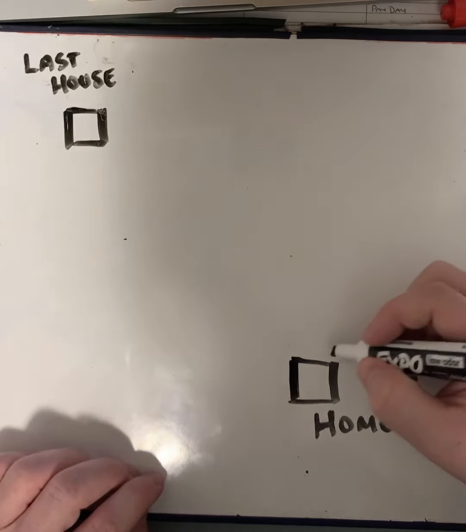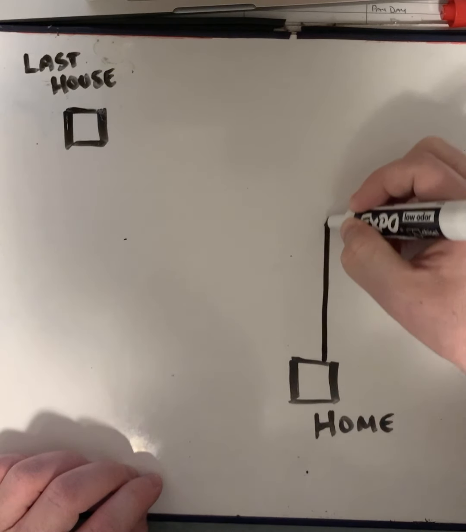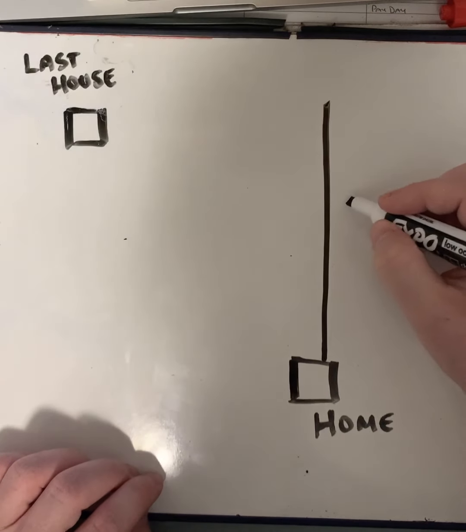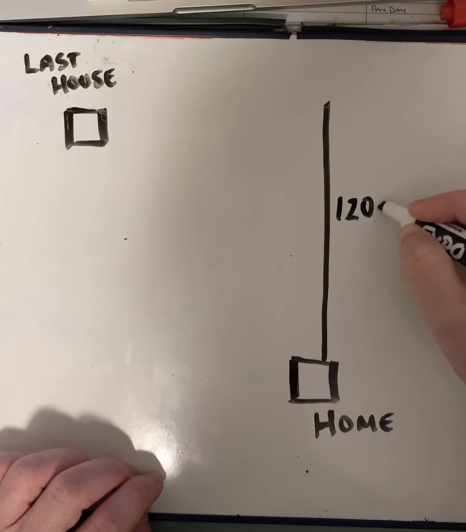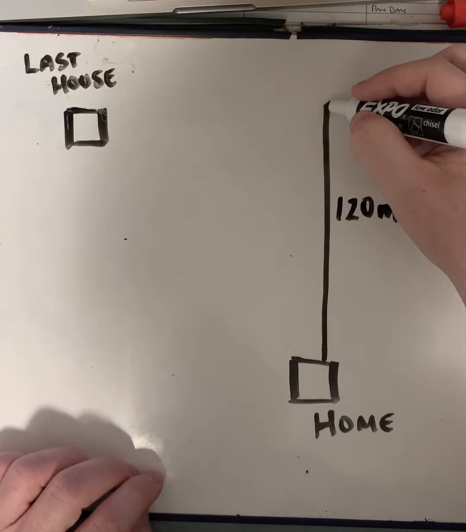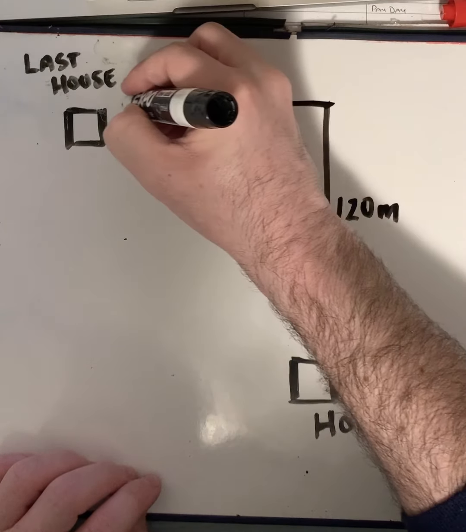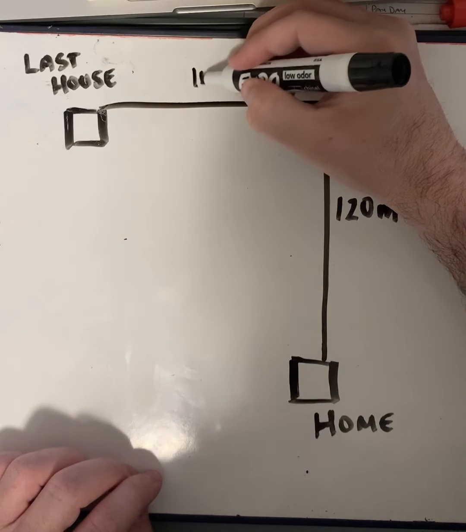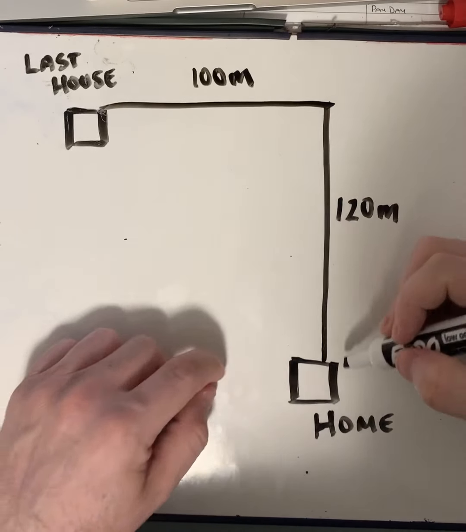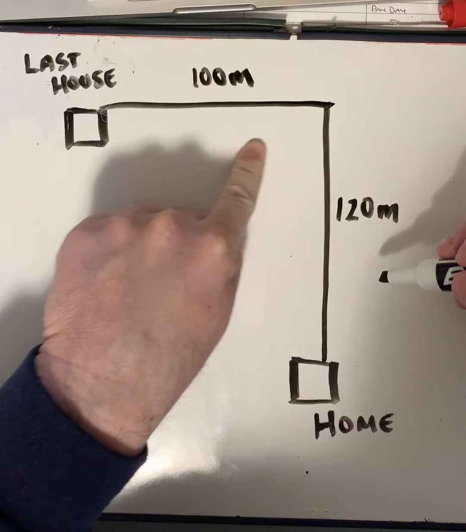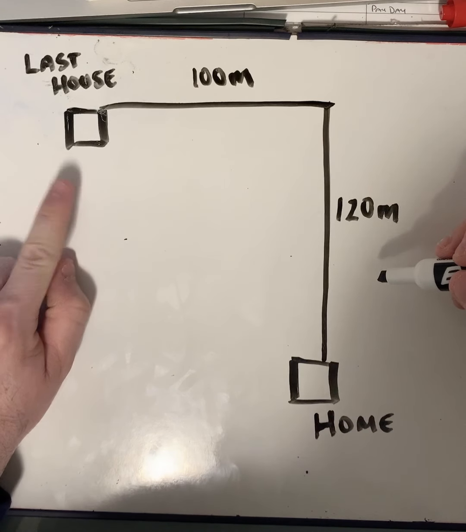She goes up her street, and that is a distance of 120 meters. And then at the top of her street, she turns left and she walks another 100 meters and delivers all along this route and all along this route until reaching the last house.